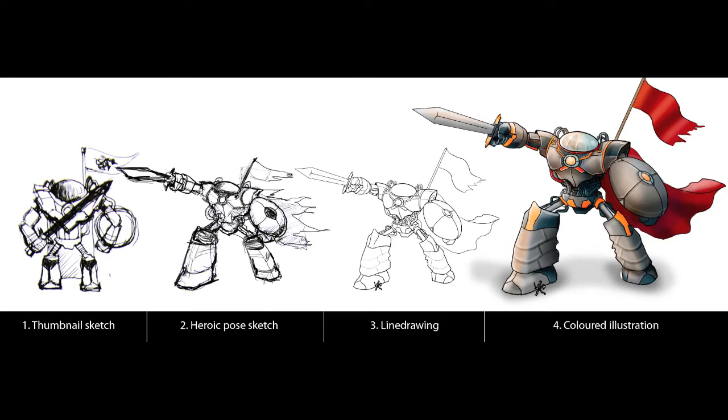Today we are going to continue the previous episode and finish this character design of this medieval robot. In the previous episode, we finished the line drawing. So we are going to start with that line drawing and make the colored illustration.